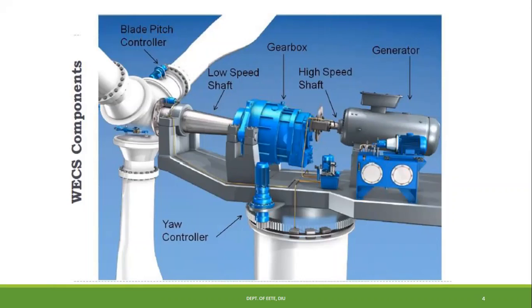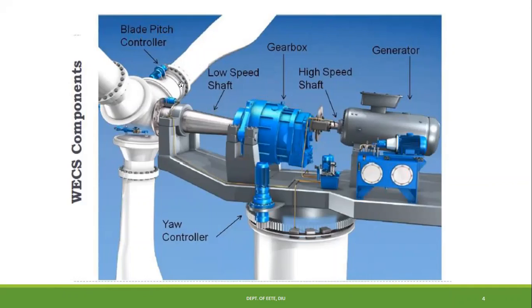A wind turbine or wind blade can rotate a maximum of 40 to 60 times per minute, but our generator requires at least 1200 rpm, or 1500 or 1800 rpm. To cope with that speed, we need a gearbox. You see a gearbox in between. This is the low speed shaft, and this is the high speed shaft. The gearbox is basically adjusting that speed from low speed to high speed for the generator.